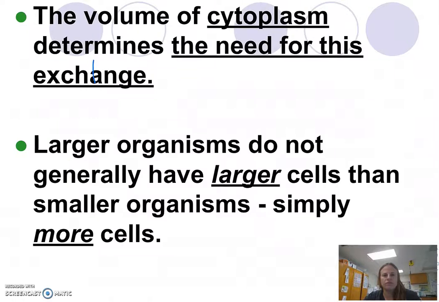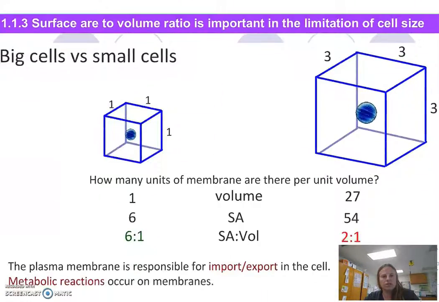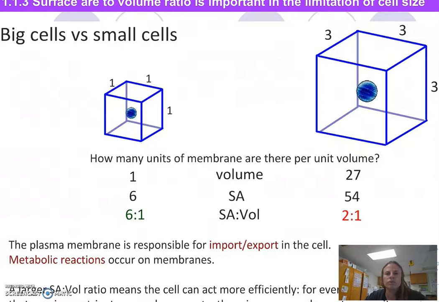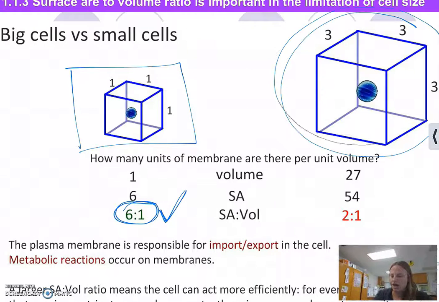So the volume of the cytoplasm determines the need for that exchange, where if I am a larger organism, it doesn't mean that I have larger cells. It just means that I have more cells. So here's a picture showing why surface area to volume ratios are important to the limitation of cell size. If we look here, this small block has a surface area to volume ratio of 6:1. That's what we want. It's a higher surface area to volume ratio. Whereas this larger block has a surface area to volume ratio of 2:1. That's pretty low. We do not want that.